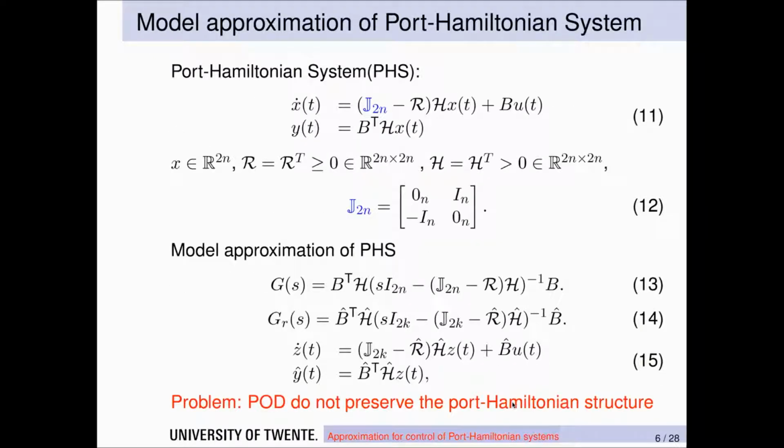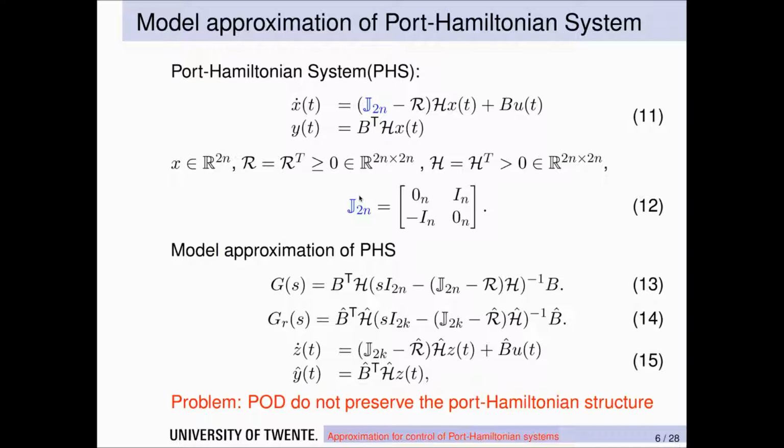So then I try to approximate this Port-Hamiltonian system. I consider a special class of Port-Hamiltonian system because this skew-symmetric matrix is not the general one. It's a special structure, the Poisson matrix, and I also consider this space to be even dimensional because later I will use symplectic projection, where I need this even dimensionality.